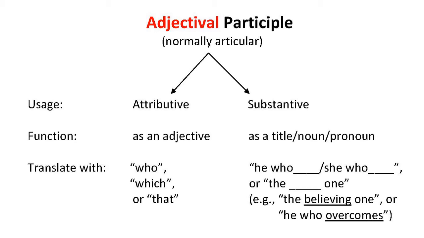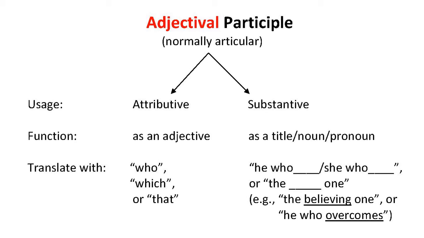And the way that you distinguish between an adjectival participle and an adverbial participle is you should note, first of all, whether it's articular or anarthrous. Adverbial participles, which we'll get to in a moment, they are always anarthrous. In other words, they don't have an article in front of the participle. If it's absent an article in front of the participle, then you know that it's often going to be adverbial. In fact, adverbial participles have to be anarthrous. But when it comes to adjectival participles, which we'll look at first because they're a little easier to deal with, they are normally articular. They normally have that definite article in front of them.